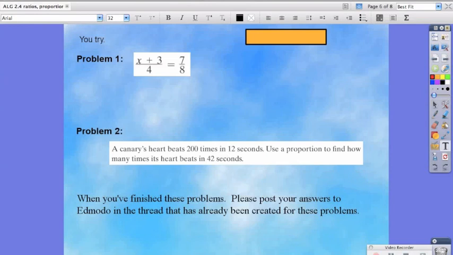Now it's your turn to try. So we're going to actually have you work on problem 1 and problem 2, which are very similar to the ones that we just practiced. And when you finish these problems, I'd like for you to post your answers to Edmodo. So the first person to post will start the thread, and every person who posts their answer after that will actually just add on to the thread that was originally started.